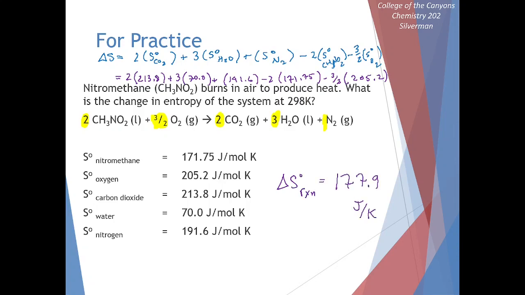We can get our value. The change in entropy for this reaction is 177.9 joules per Kelvin. This ends up being a positive value, which we probably expect, right? We're producing more gas than we started with, and so our entropy should be increasing. And in fact, it is by exactly 177.9 joules per Kelvin.